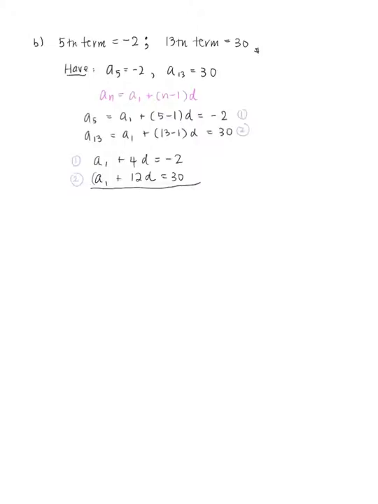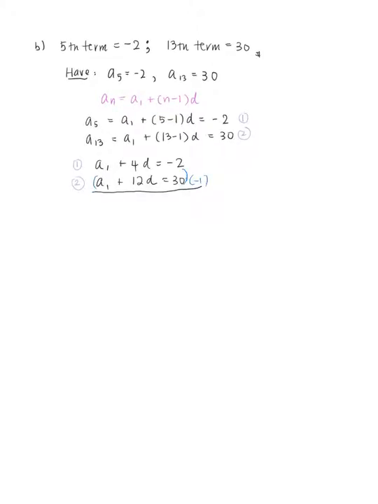So what I would do is multiply everything by negative 1 on the bottom equation. And then what do we get? Let's rewrite. Then we get a sub 1 plus 4d equals negative 2, and negative a sub 1 minus 12d equals negative 30. So that's negative 8d equals negative 32. So that implies that d is going to be 4. Alright, so the common difference is done.